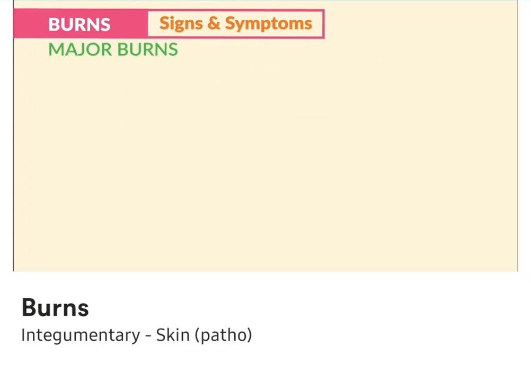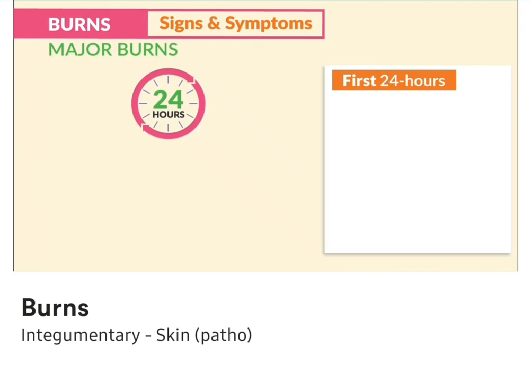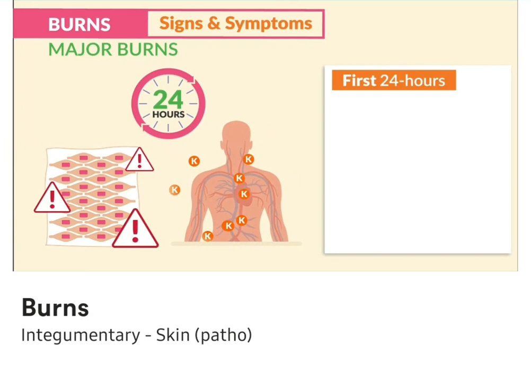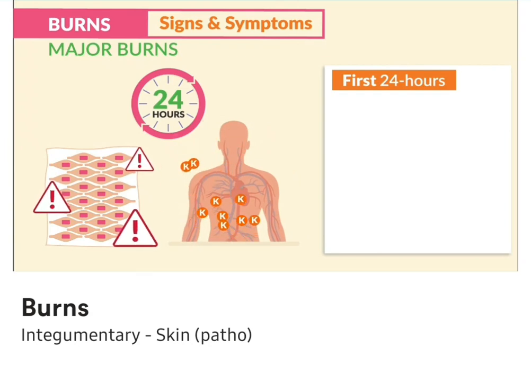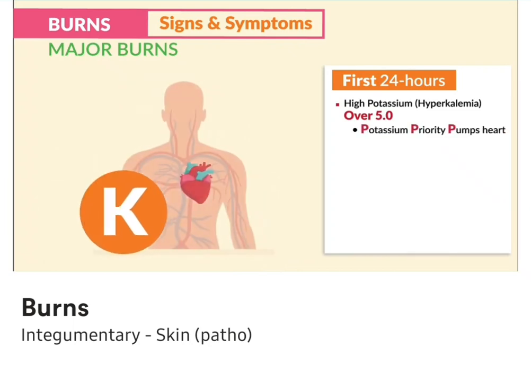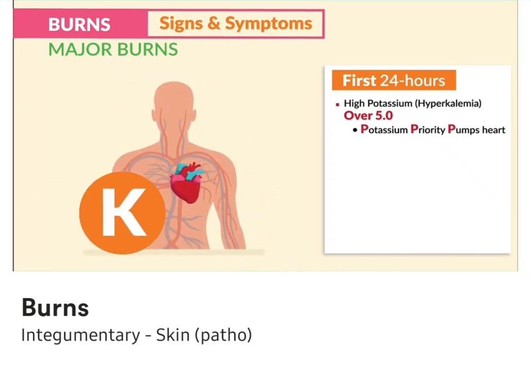Now for the big signs and symptoms of major burns. These ones love to show up on exams. The key point is that in the first 24 hours, as cells burst and cellular damage occurs, the cells release potassium into the bloodstream, causing high potassium, that hyperkalemia over 5.0. So just think, potassium is priority since it pumps the heart muscles.